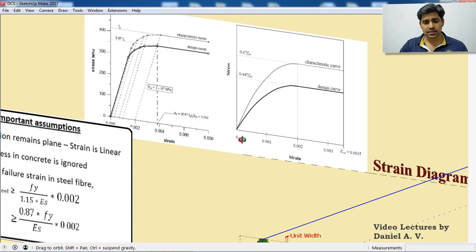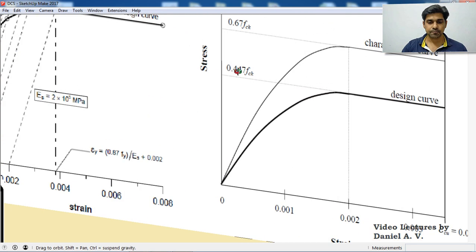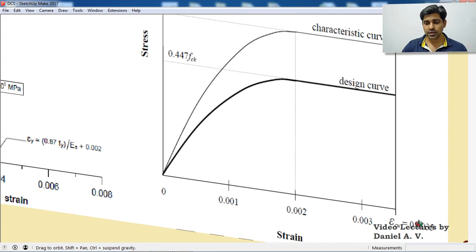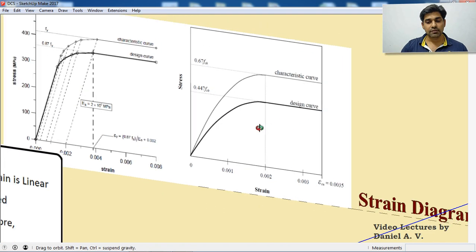In the x-axis, you can see the strain values. When the strain is 0, the stress value is also 0. As the strain increases, the stress also increases. The initial increase is in a parabolic fashion. When it reaches a strain value of 0.002, the stress value is 0.447 fck. On further increasing the strain value, you can see that the stress value is not changing, it remains constant. Finally, when it reaches a value of 0.0035, we assume that the concrete fails. So the concrete can take a maximum strain of 0.0035, and the corresponding stress at that time is 0.447 fck. This is the behavior of concrete.